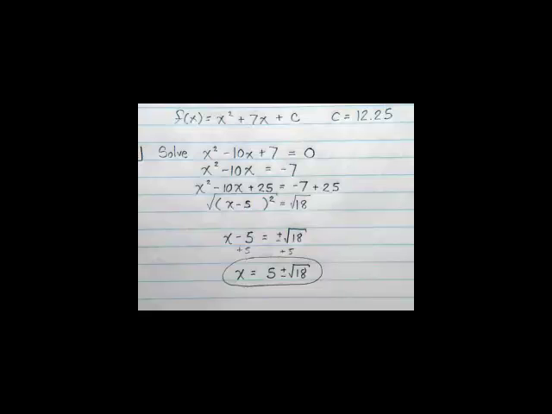So 5 plus or minus the square root of 18. So it can't be the square root of 23? No, because those aren't like terms. Right. One's a square root, one's not, so you can't combine them together. So you got to leave them separate like that.